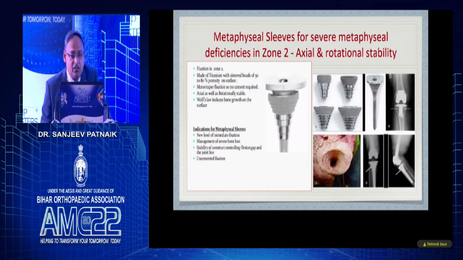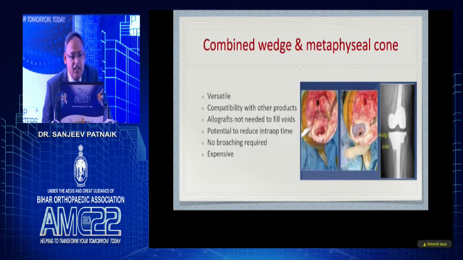Now metaphyseal sleeves for severe metaphyseal deficiency in zone 2 provide axial as well as rotational stability, and are made of titanium with sintered bead with 50 to 80% porosity. Now combined wedge and metaphyseal cones can be used. This is versatile. Allografts are not needed to fill the void, there is potential to reduce intraoperative time, and no broaching is required. They are expensive. That is the only thing.